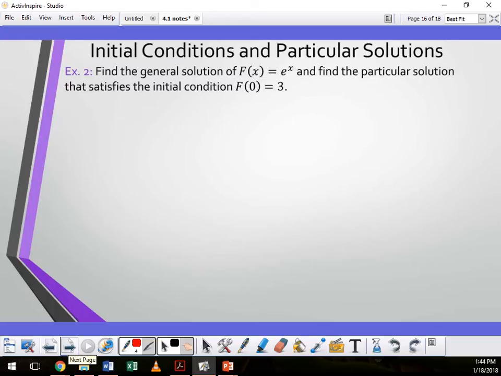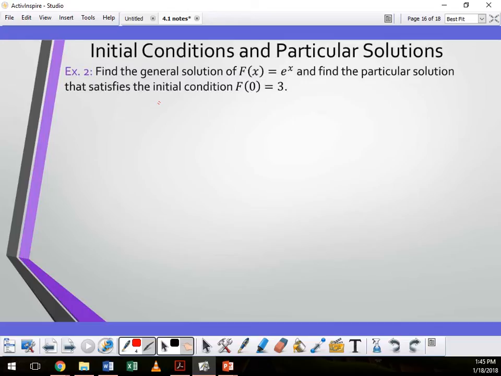All right, so right here on this problem, let's take a look. It says initial conditions and particular solution. So we're going to find one particular solution given this initial condition. Find the general solution of this, and find the particular solution that satisfies this condition.